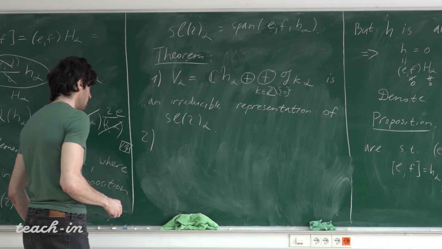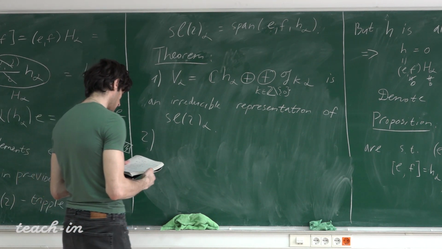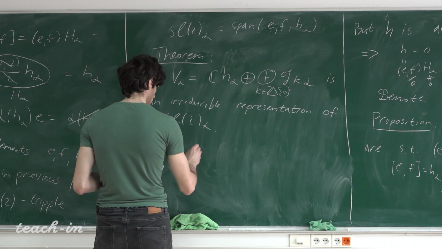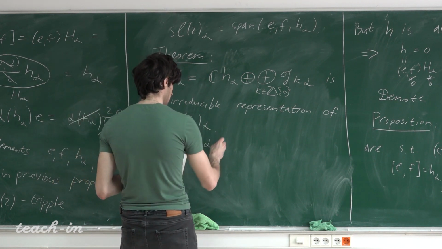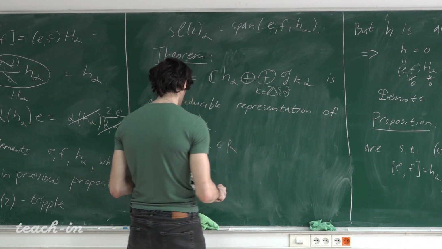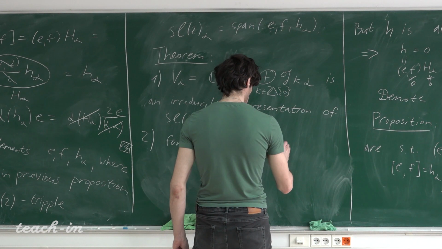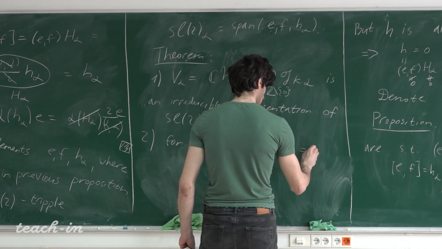Second is the following. For any root alpha, we have that the corresponding root subspaces are one-dimensional.